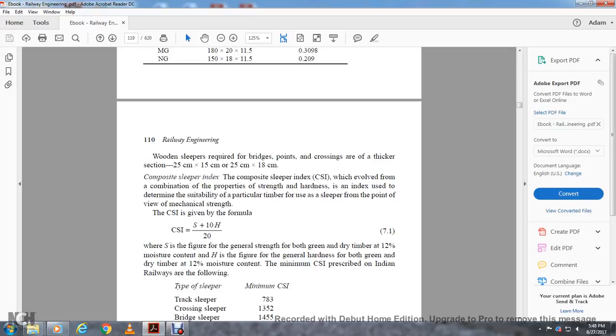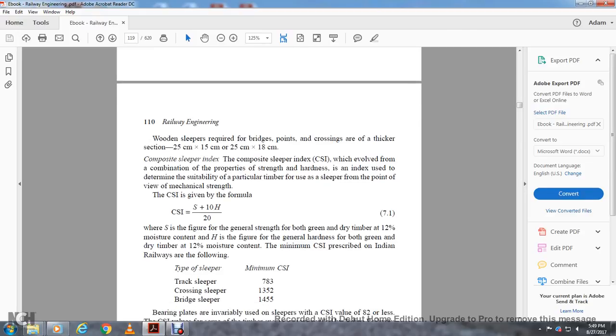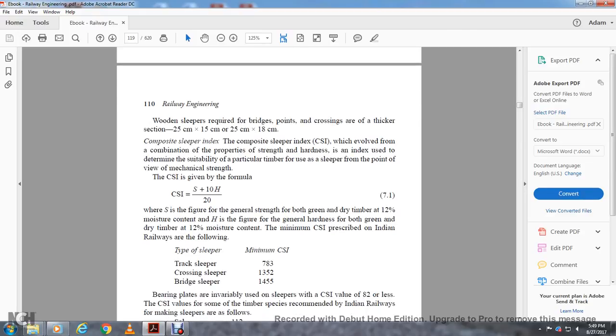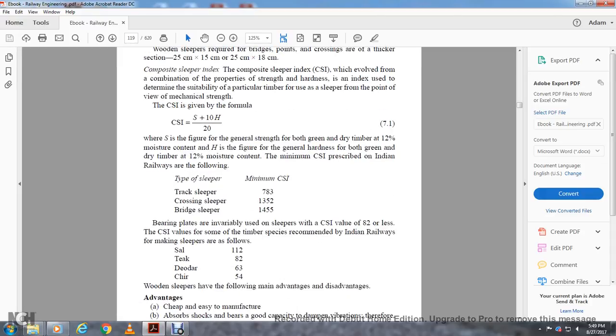Here S is the figure of general strength for both green and dry timber at 12% moisture content, and H is the figure of general hardness for both green and dry timber at 12% moisture content. The minimum CSI prescribed in the Indian Railways is as follows. Track sleeper, the minimum CSI is 783. Crossing sleeper is 1352. Bridge sleeper 1455. Bearing plates are invariably used with sleepers having a CSI value of 82 or less.